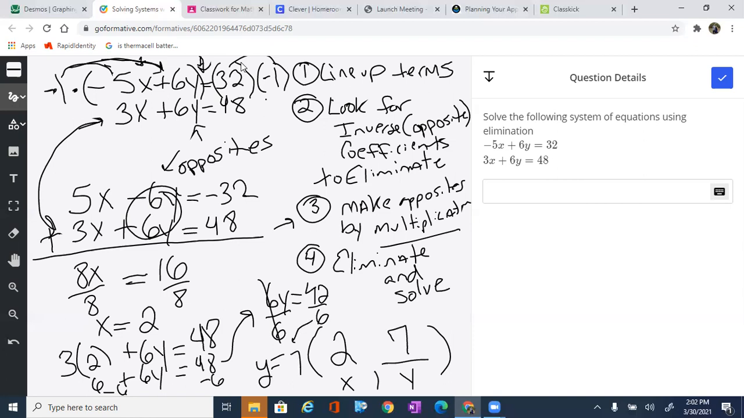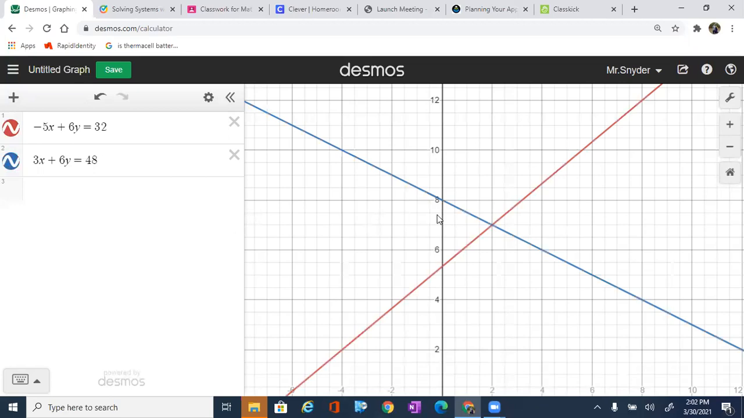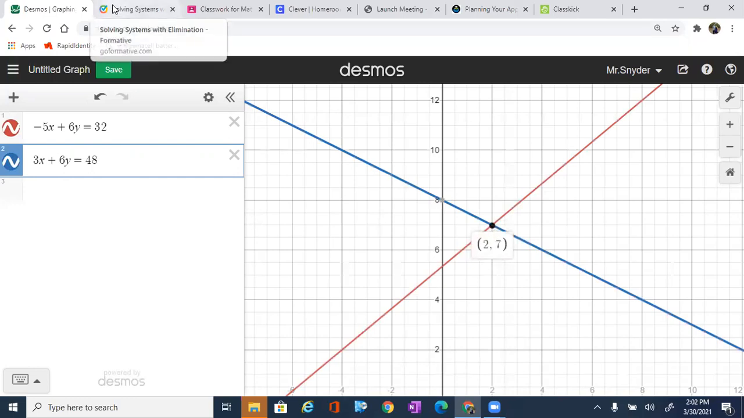Now, of course, we do want to check our work. We always want to do that. So I can actually go to Desmos and type in the original 2 equations. And the nice thing about Desmos is you can type them in standard form. And I'm going to look for the point of intersection, which is (2, 7). And check it out.